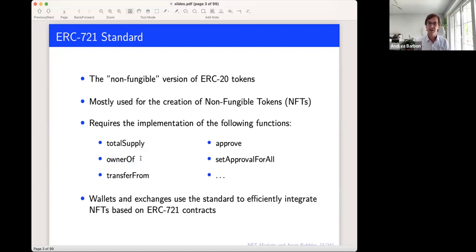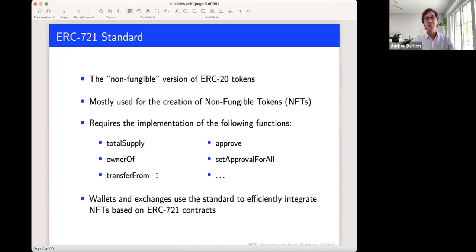And then you also have the transfer function, and in this case, whenever you use it, you don't only specify who is the sender and who is the receiver, but you also need to specify the token ID that you want to transfer. So this works very similar to an ERC20 contract, but it's just slightly different so that it allows for non-fungible tokens.